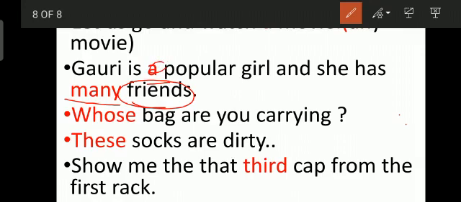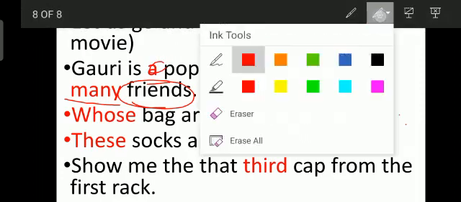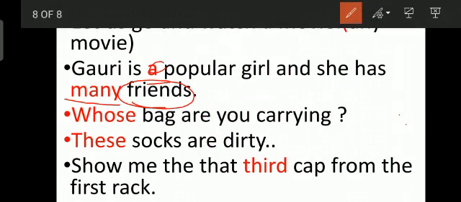Now let's look at the third point. Look at the third sentence. Whose bag are you carrying? Whose is our determiner because it is followed by the noun. So, whose is your interrogative determiner.